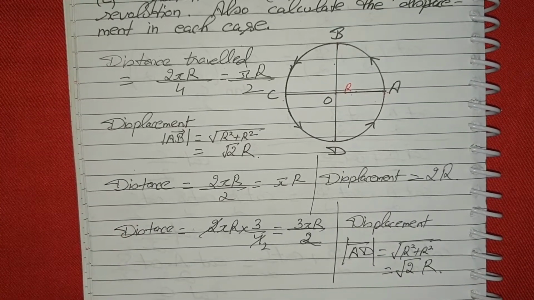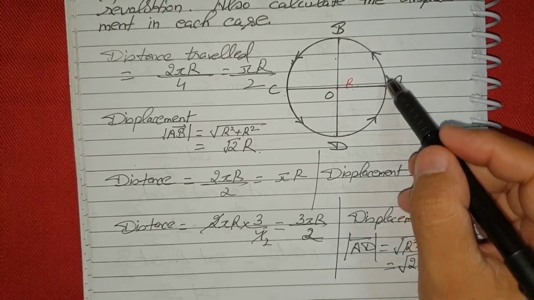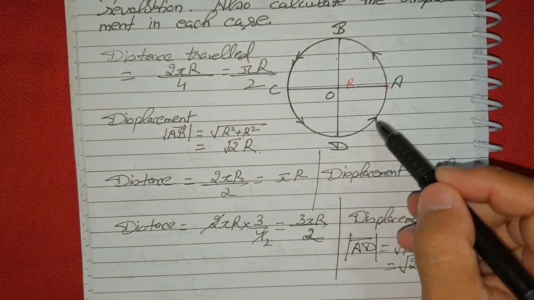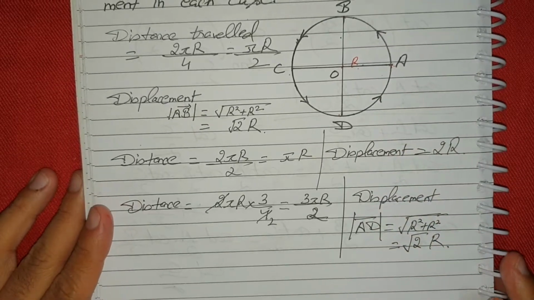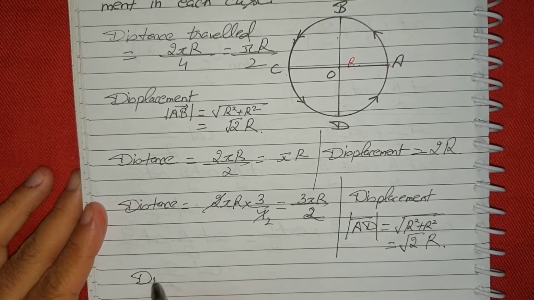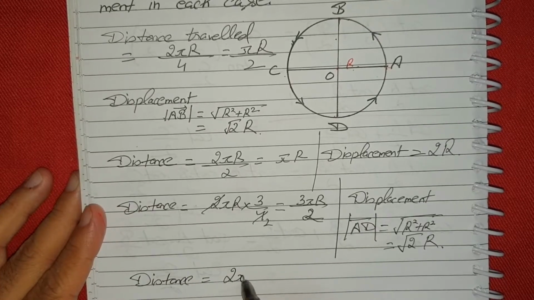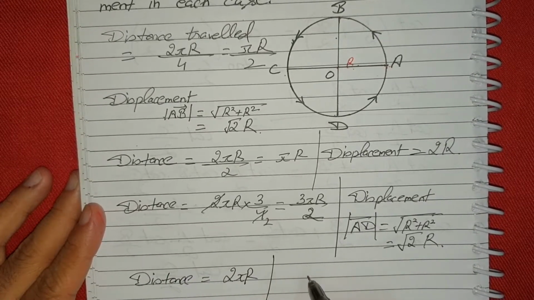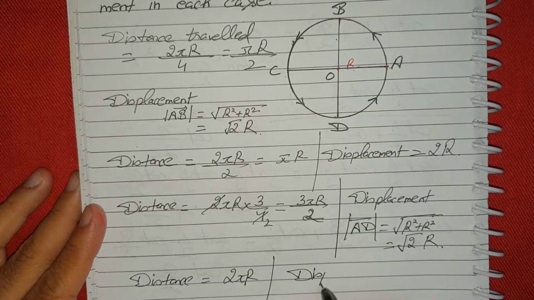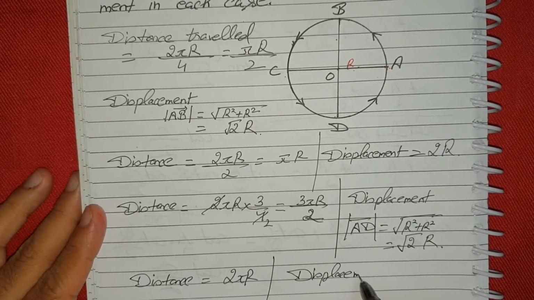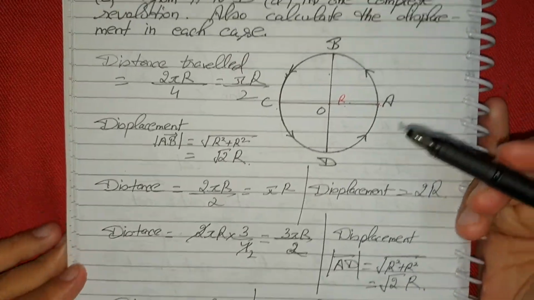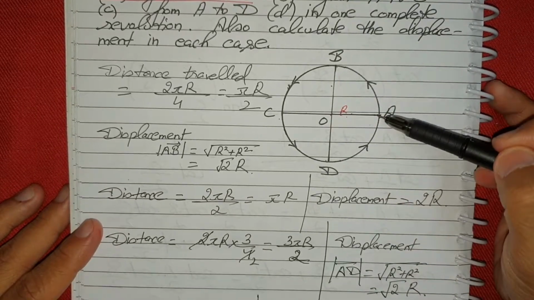Okay. Now, for the complete revolution from A to again the same point A, what will be the distance? Distance will be the complete circle, which is 2 pi r. Now, displacement will be, displacement is actually, it has returned to the initial position.